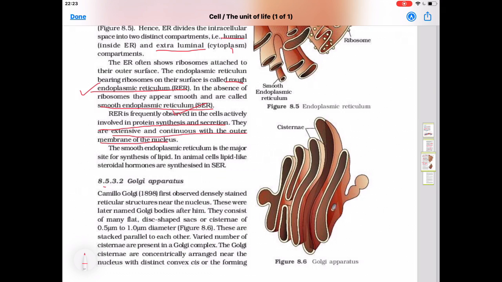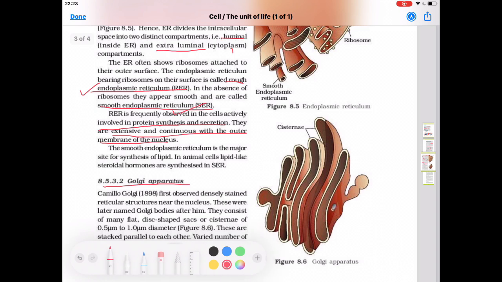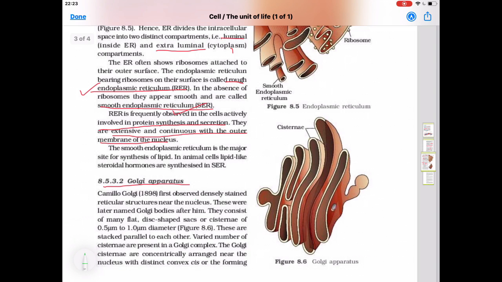Next is the Golgi apparatus. The scientist Camillo Golgi first observed highly stained structures near the nucleus. They were later named Golgi bodies after the scientist. They consist of many flat, disc-shaped sacs or cisternae. These stacks are parallel to each other as shown in the diagram. These parallel stacks are cisternae. Stacks means they are in different numbers. Varied numbers of cisternae are present in the Golgi complex.